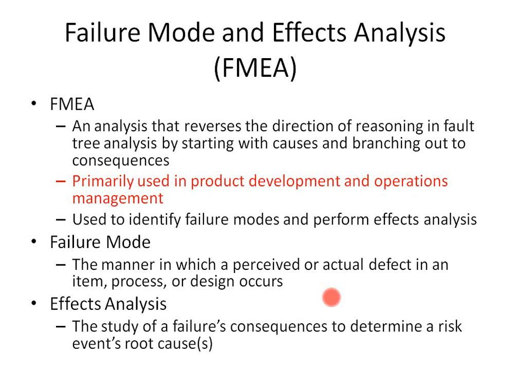So now we go into really the other types of techniques. That's the broad sense of what root cause analysis is. Now we talk about failure mode and effects analysis. So FMEA, and again, they use the acronym, so you want to know FMEA. It's an analysis that reverses the direction of reasoning in fault tree analysis by starting with causes and branching out to consequences. You'd think that if they talked about that in the beginning, you talked about fault tree analysis before you did that, but that's the way they do the definition.